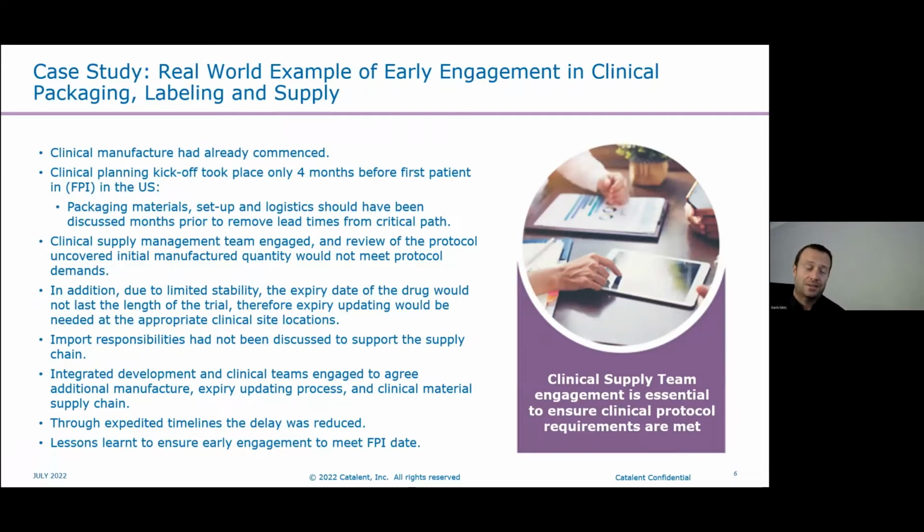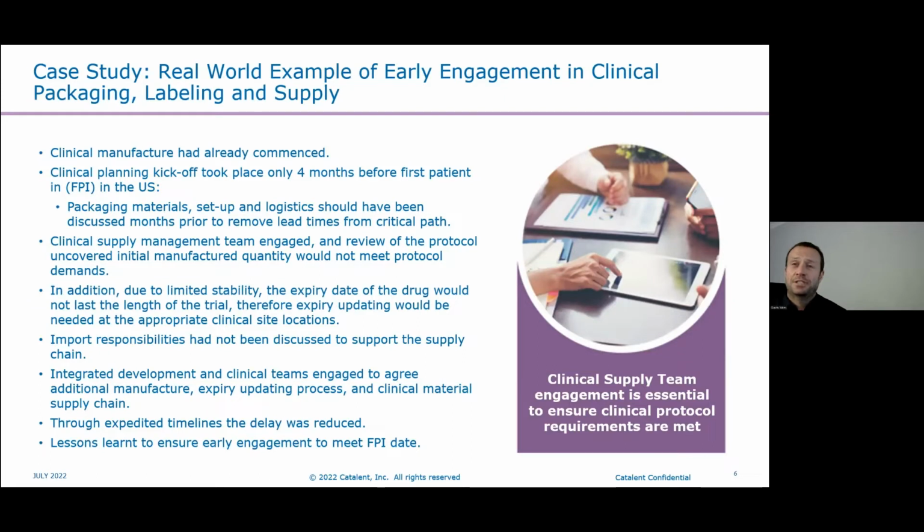So once again, the drug had been developed and was going through manufacture, and the client engaged with the clinical team. It was 4 months before they were planning to dose their first patient. Now, at this point, there were no discussions on packaging materials, how the project was set up, and supply chain. Now, this should have been discussed months earlier, as shown in my slides earlier in the presentation.